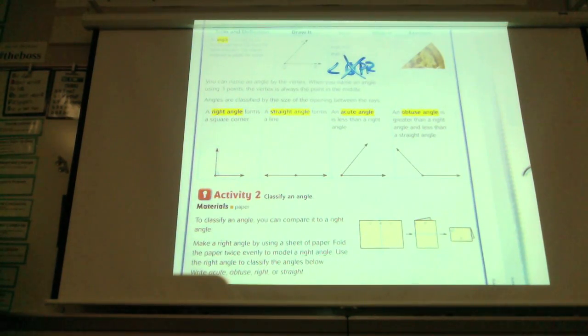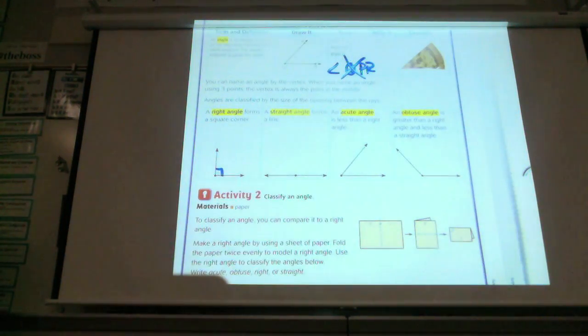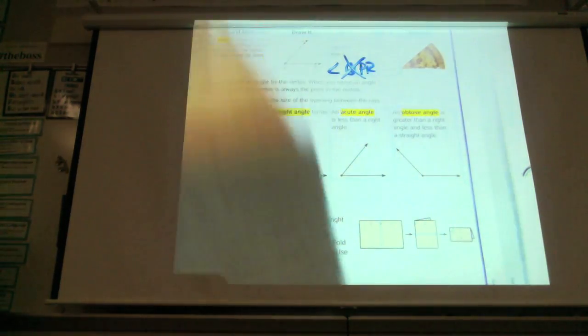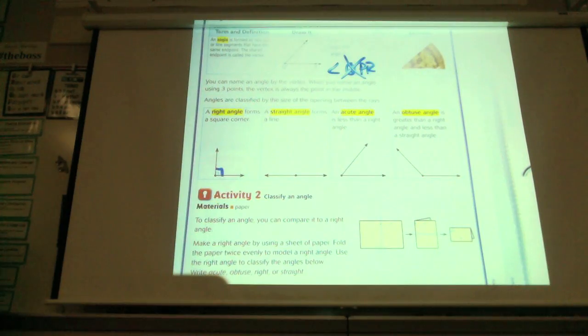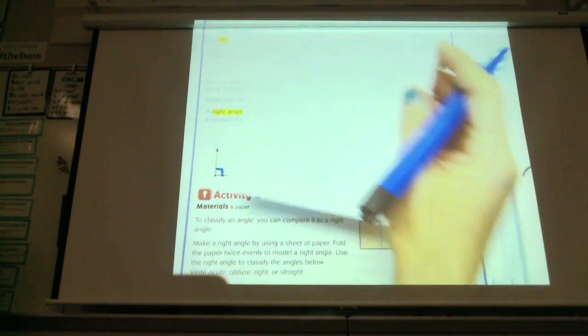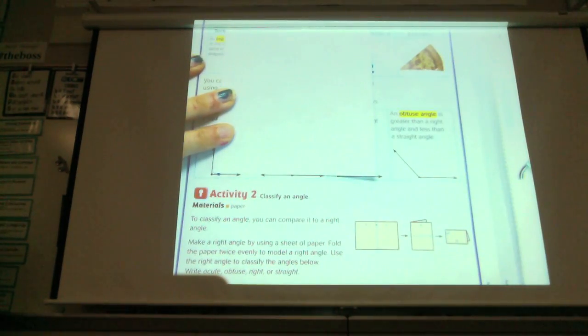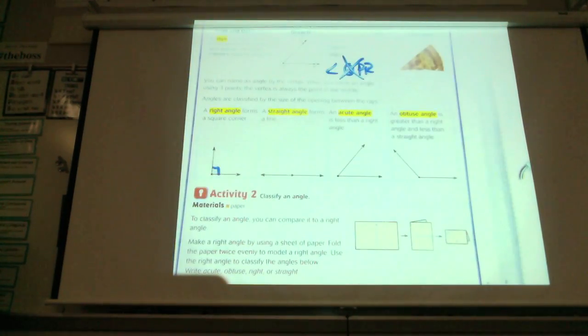A right angle forms a square corner. Remember when we talked earlier about the perpendicular lines creating a square corner? That means if you took a piece of paper or something else and you put it into the corner like this, it should be a square. It should be that straight edge, right? That's what we call a right angle. It makes a perfect square corner.